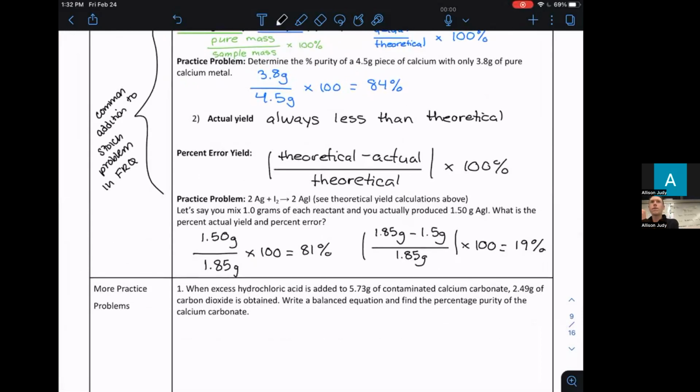Didn't we calculate the actual yield? We just do 100 minus the actual yield to get the percent error. If you plug in 100 instead of 1.85, and then 81% for 1.5, you get the same. Yeah, you could probably also do that. But if you're just asked to calculate one or the other, then you would use the formulas.